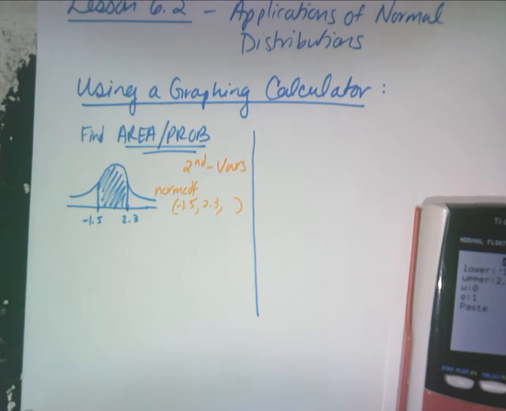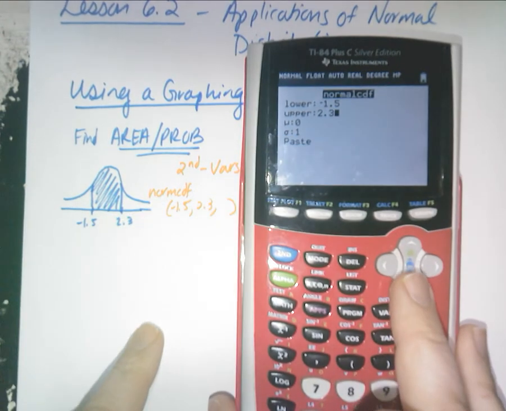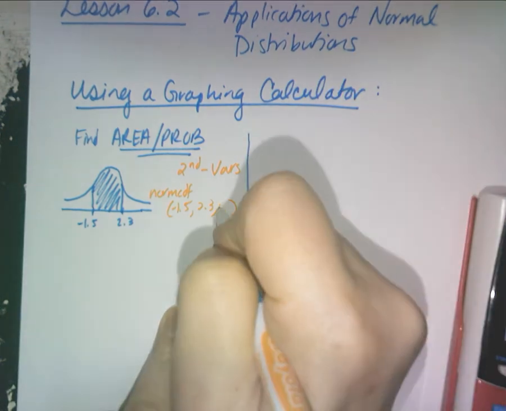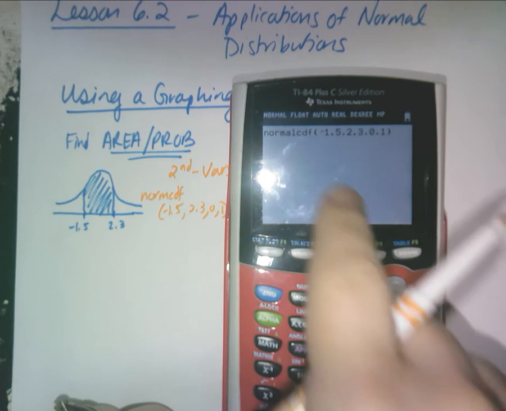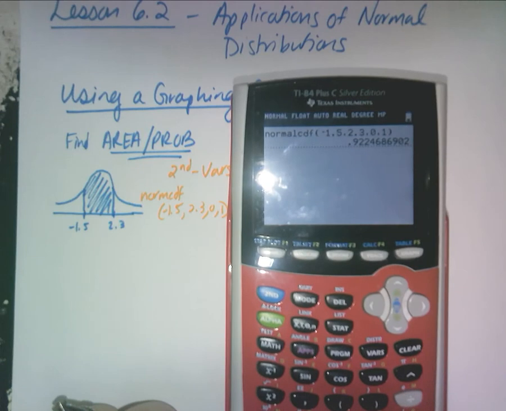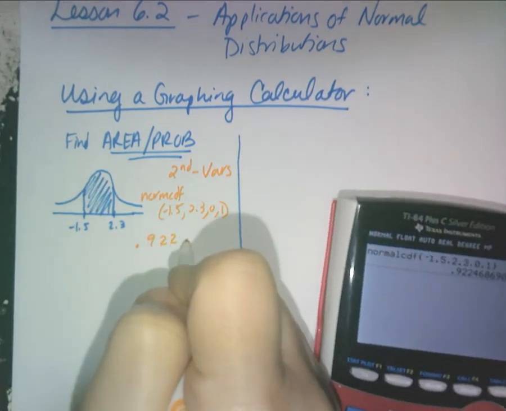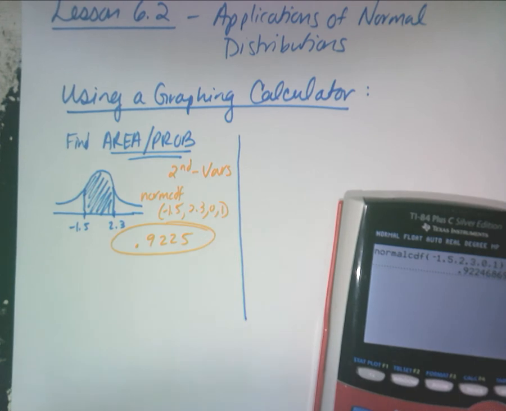Your mu is always going to be 0 because we're working on the z-score. And your standard deviation is always going to be 1. So 0, 1. Enter, enter, enter, hit paste. For the old calculators, you actually have to type it in with commas. But hit enter, and what do you see there? 0.9225.